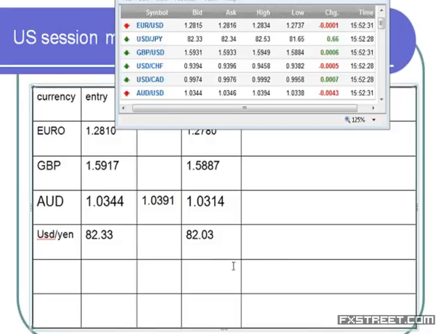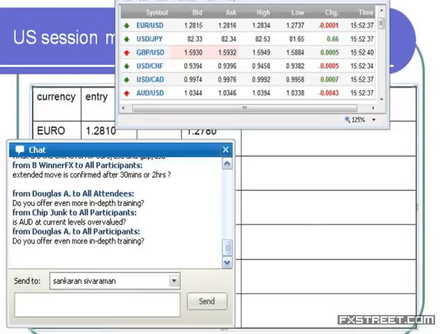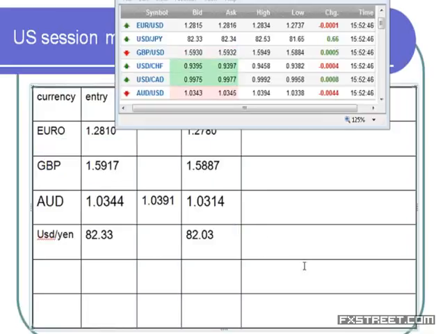Then Douglas, do you offer even more in-depth? Yes. But what I am explaining here is the basic trading strategy, and advanced trading strategies are given in my training program. Then money magnet. Should we be expecting the players to let the yen crosses correct soon?